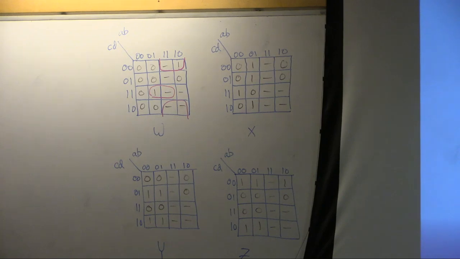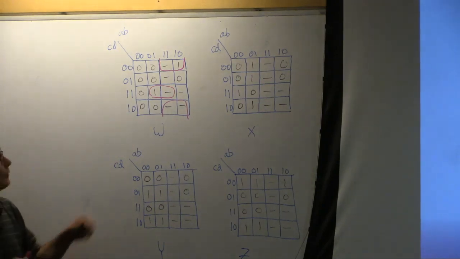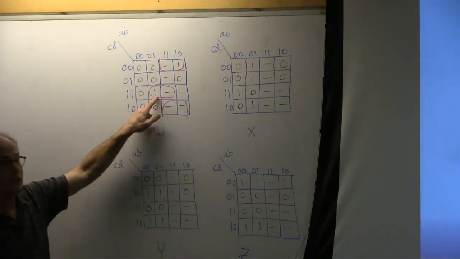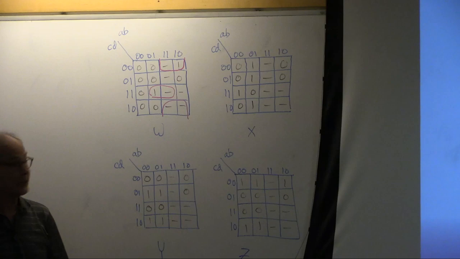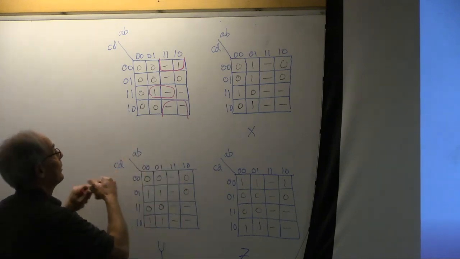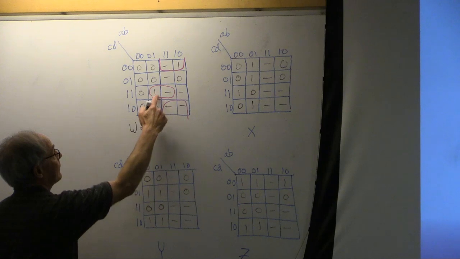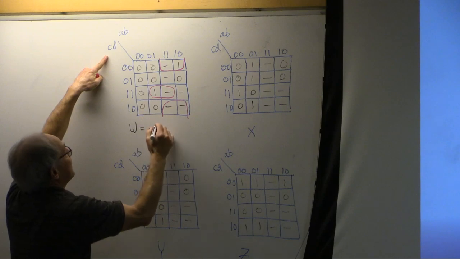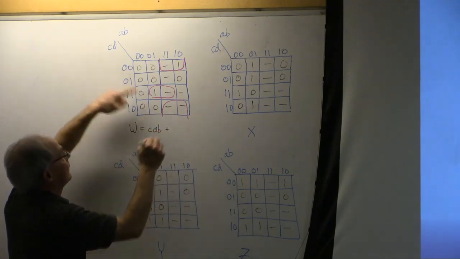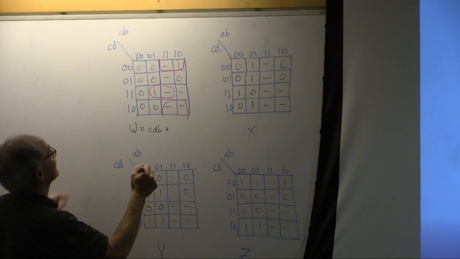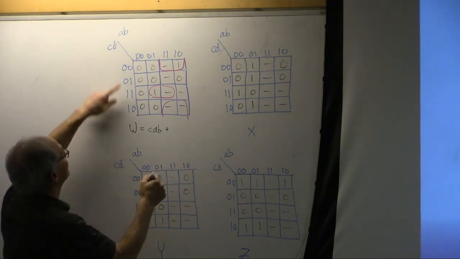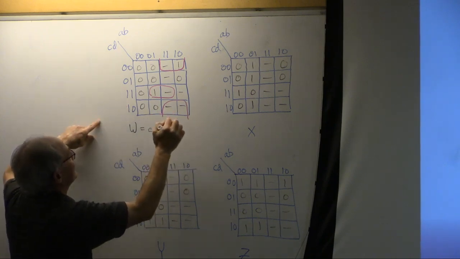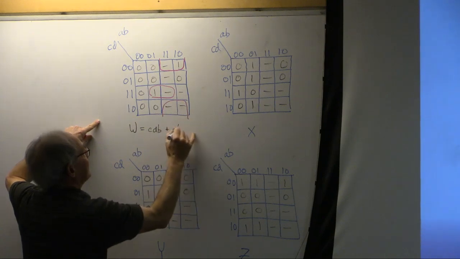So we have 2 groups, so we're going to have 2 terms. 1 term covers 4 ones, so therefore it's going to have 2 literals in it. This term covers 2 ones, so it should have 3 literals in it. So we can write that down. So W is going to be this one, which is CDB, or this term here, which is going to be D bar A.